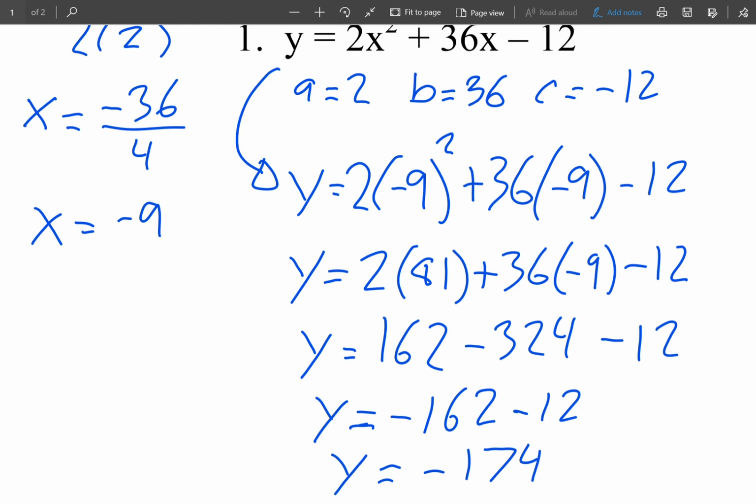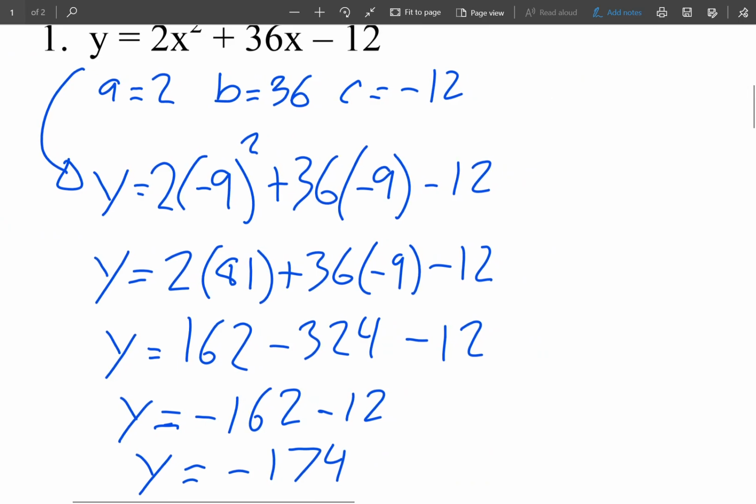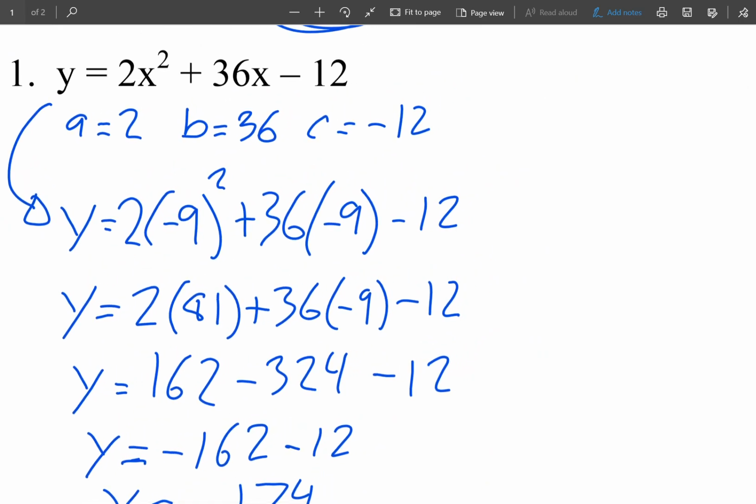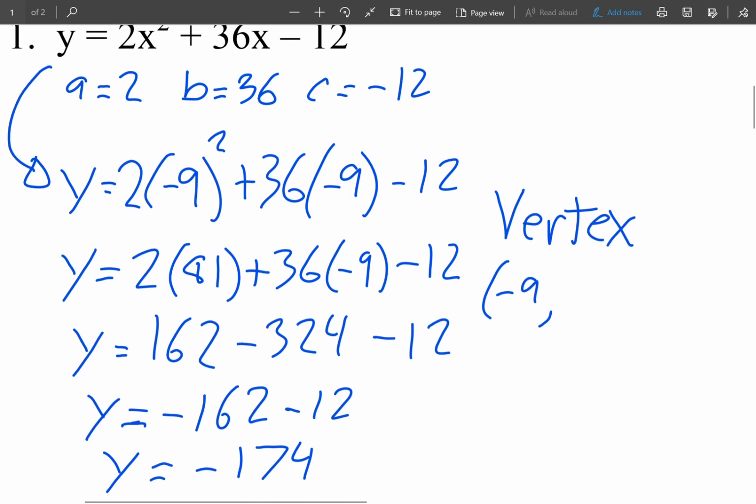So what have I done so far? I've found the axis of symmetry. Now find the y value for the vertex. So to finish off, I do want to always make sure that I've answered my question. Yes, I found the axis of symmetry, and the vertex itself, I'm going to write right now. Always x before y, negative 9, negative 174.